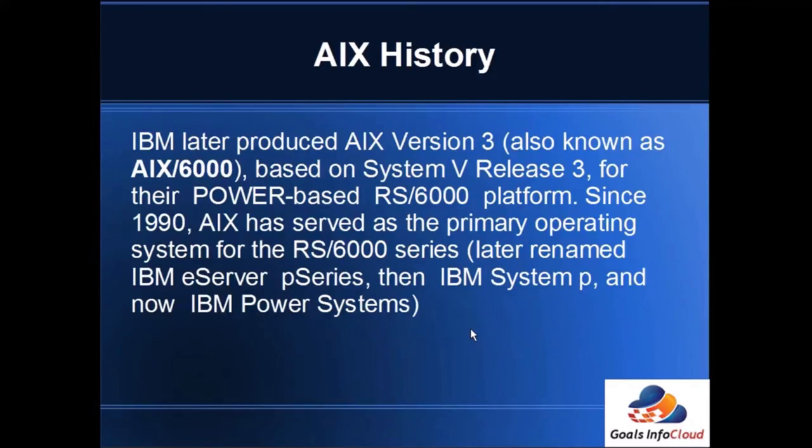Then later, they produced AIX version 3, also known as AIX 6000, based on System V release 3 for their Power-based RS 6000 platform. So if you see, from the RS 6000 onwards, they started grabbing more market. Since 1990, AIX has served as the primary operating system for the RS 6000 series. Later, it was renamed IBM eServer p Series, then IBM System p, and now IBM Power Systems.